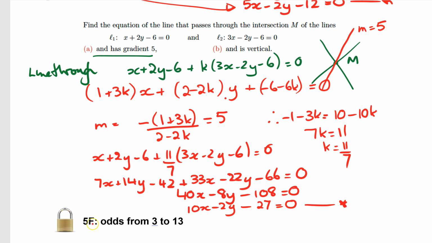So have a go at 5f, the odds from 3 to 13, but do the thinking. That's more important than memorizing the method. Think about what the method is based upon, how it can be applied to the particular question, and go for it.